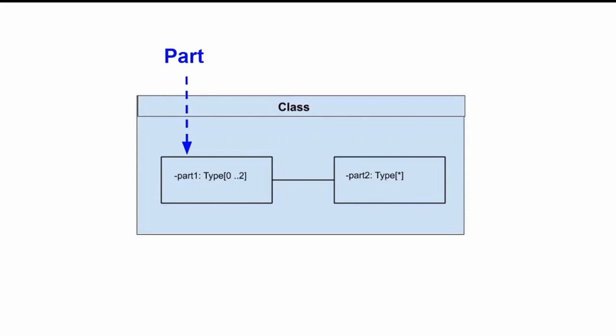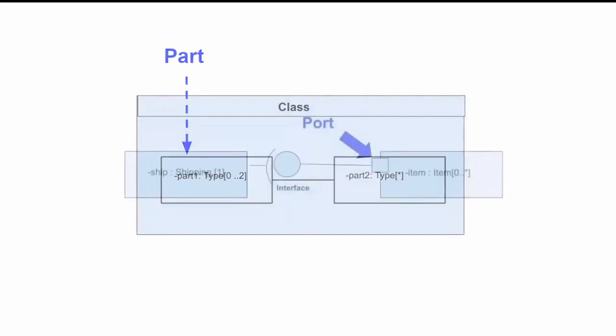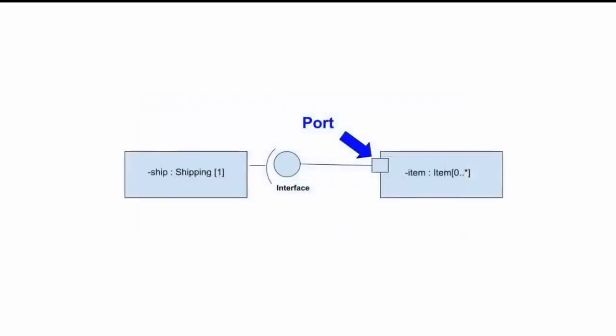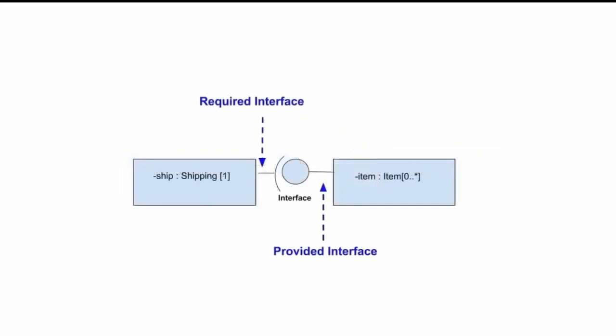We can create parts in the structure compartment of the classifier and in several UML diagrams, such as composite structure diagram, class diagram, object diagram, component diagram, deployment diagram, and package diagram. A port defines the point of interaction between the classifier instance and its environment, or between the behavior of the classifier and its internal parts. Composite structure diagram supports the notation for provided and required interfaces. If necessary, interfaces can be shown or hidden in the diagram.